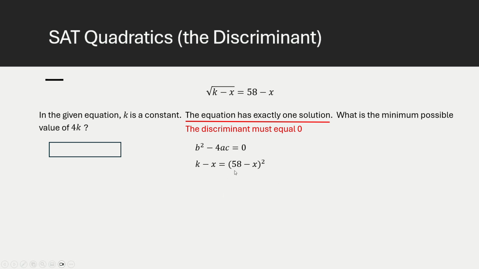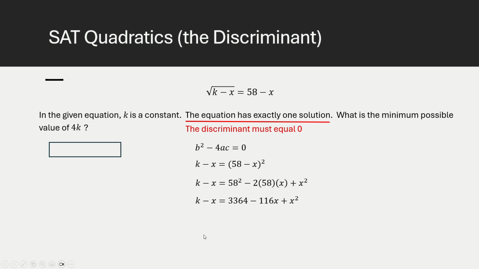Now, this 58 minus x in parentheses squared, you can't just distribute the square here. It's not just 58 squared minus x squared, because if you were to write this out, this would be 58 minus x times 58 minus x. So when you do that out, what you're actually going to get is 58 squared minus 2 times 58 times x plus x squared. Now you can use your calculator to do 58 times 58 and then 2 times 58. And so what you're going to get is k minus x, just bringing that down, is equal to 3,364 minus 116x plus x squared.